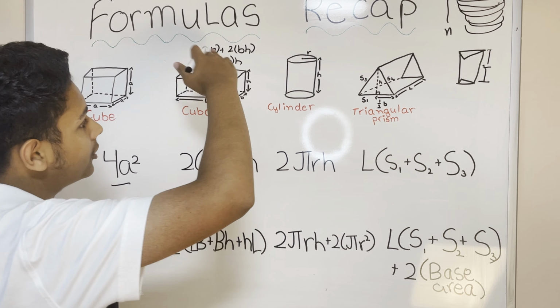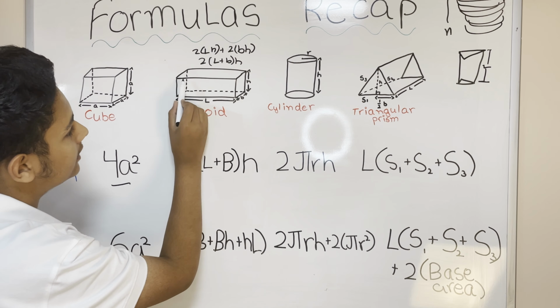Then the top is length times breadth. This is the length, and this is breadth. A lot of people make a mistake that they do L times H for the top too, which is wrong, because at the top, if we just see a rectangle from the top, we can only see length and this side is breadth, there's no height.